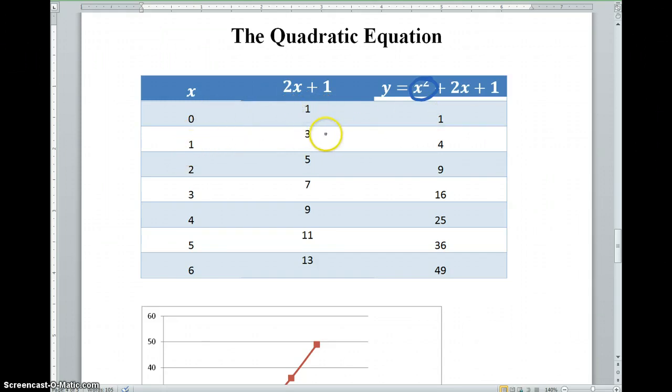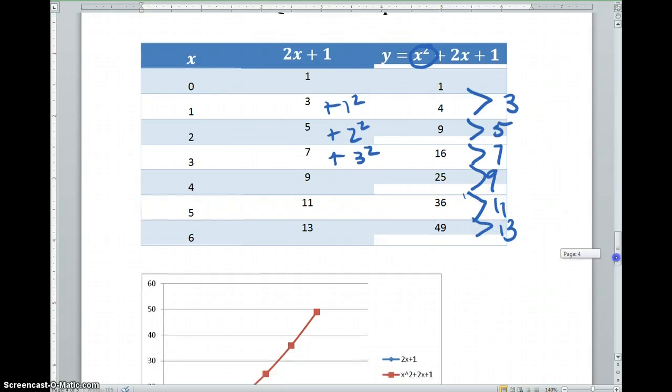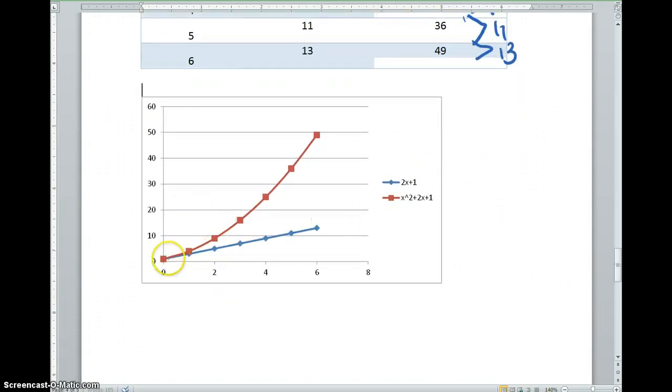3 plus 1 squared is 4. 5 plus 2 squared is 9. 7 plus 3 squared is 9 plus 7, which is 16. So immediately we see that the rate of change is no longer constant. For a 1 unit increase in the input, we go 3, 5, 7, 9, 11, 13. So we notice that the rates of change are changing, and hence we get something that looks like this.